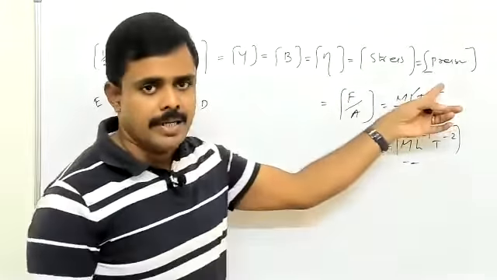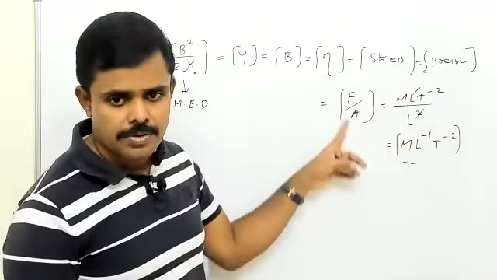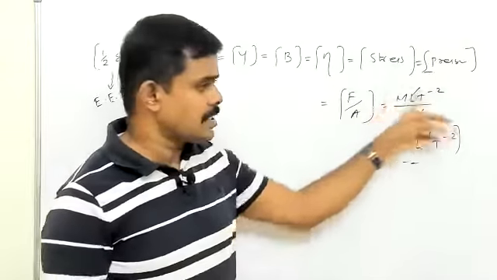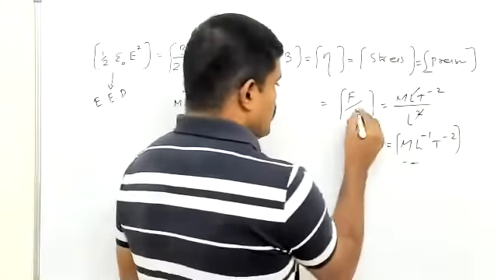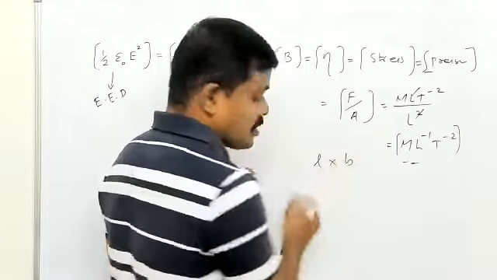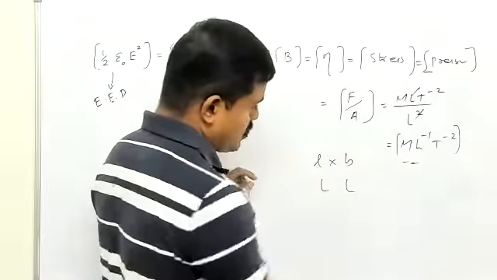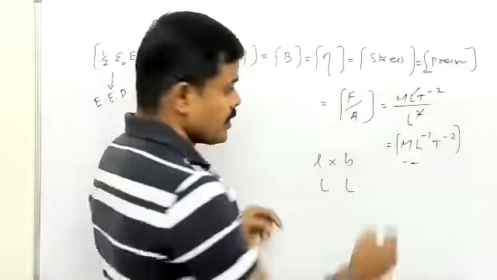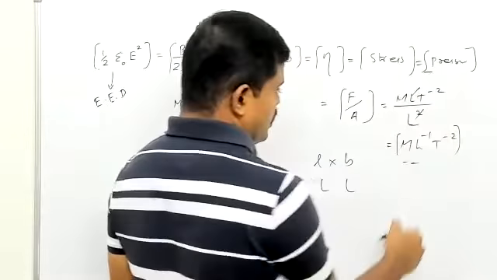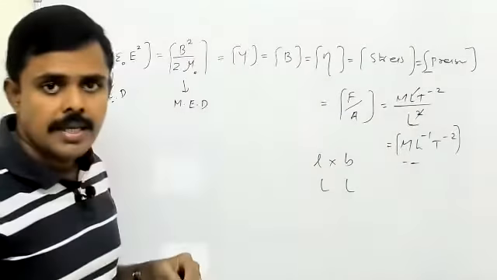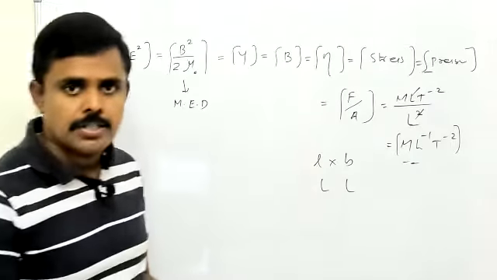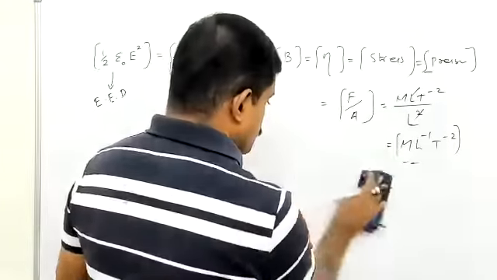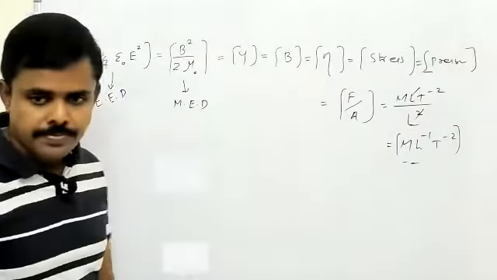Pressure is easy. You've been seeing since class 8, it is force by area. Force is MLT raised to minus 2. Area is L square. Area means length into breadth. Length is L, breadth is also L. So that makes it L square. One L is getting cancelled here and here. L goes to the numerator. That makes it ML raised to minus 1, T raised to minus 2. So let me repeat this very quickly.